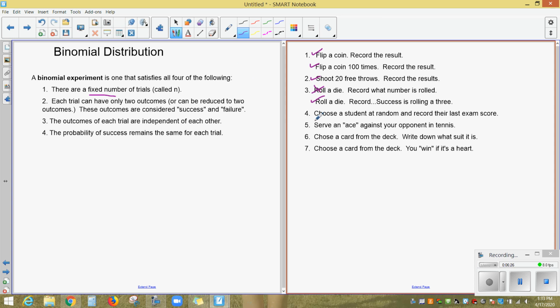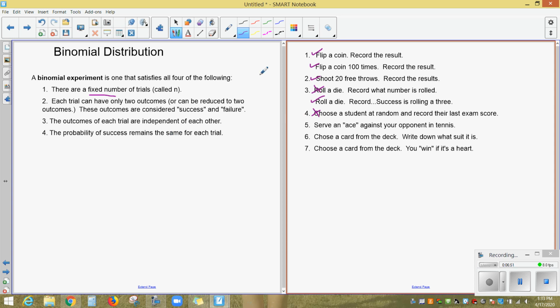Same thing here if I want to choose a student at random from your class and record their last exam score. So maybe I'm going to pick 5 students and see what your last test score was. There's more than 2 possible outcomes there. There are 100 points on the test. The scores could be any number of things. They are independent of each other.